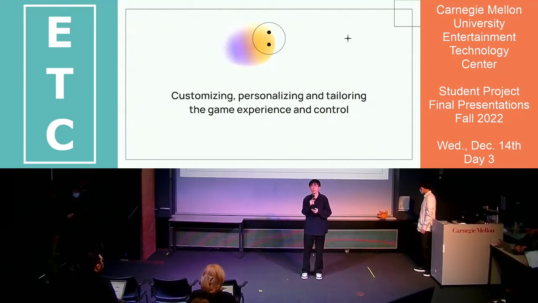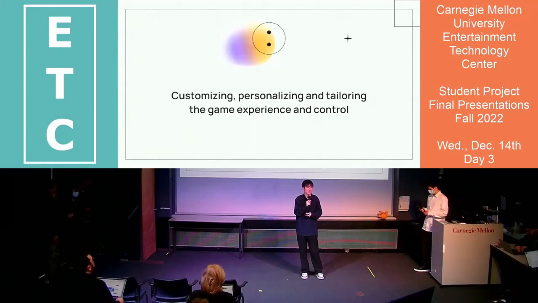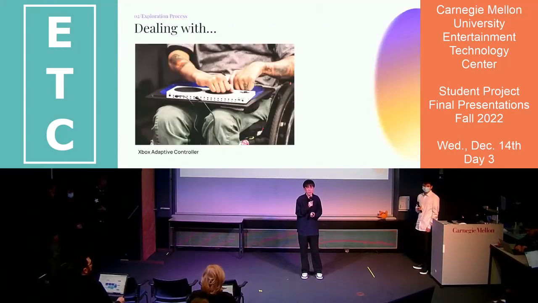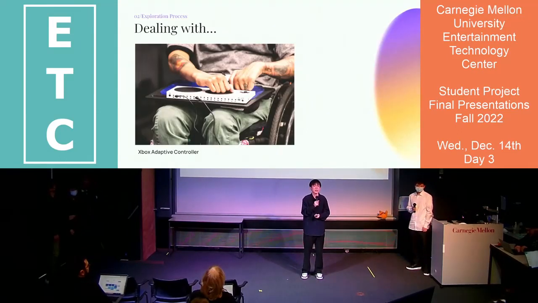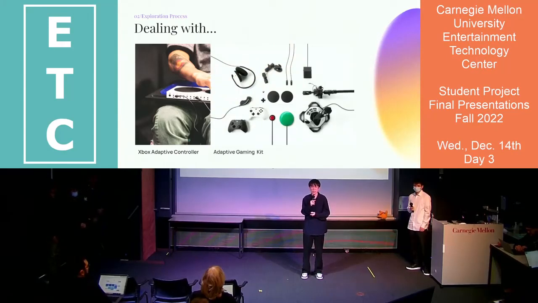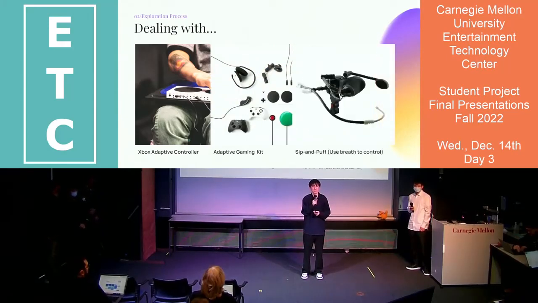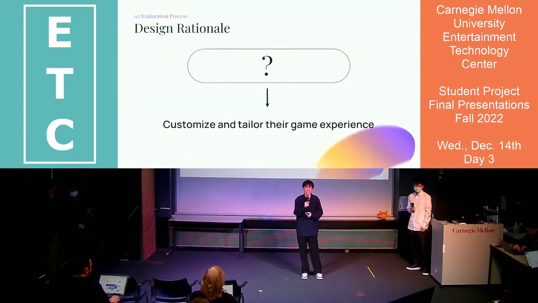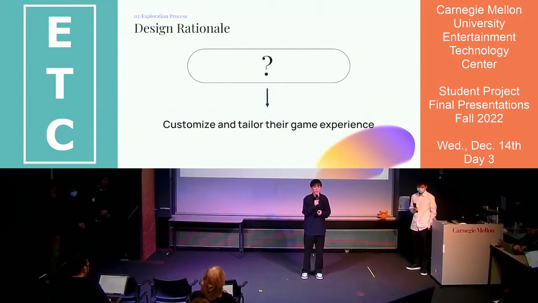Refer back to the idea of accessibility. We want to customize, personalize, and tailor their game experience and controls. But in the real situation, they are using all different types of hardware. Maybe some adaptive controller or some gaming kit, or maybe Sip and Puff, using their breath to control. So given that we cannot regulate their gaming hardware settings, how do we customize and tailor their game experience?